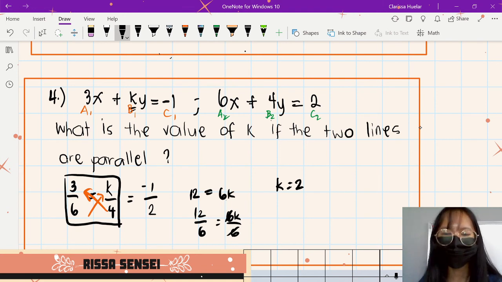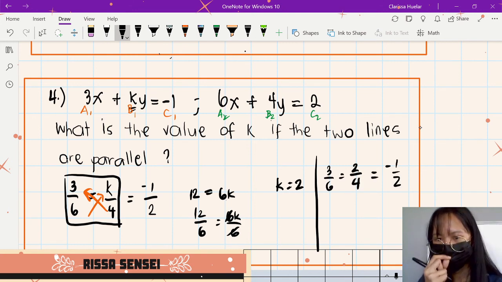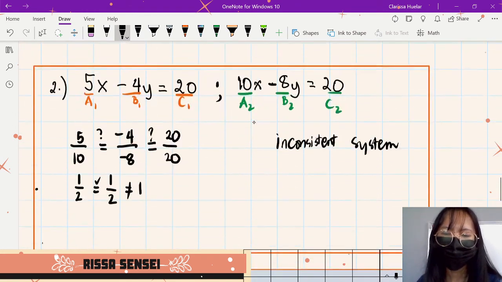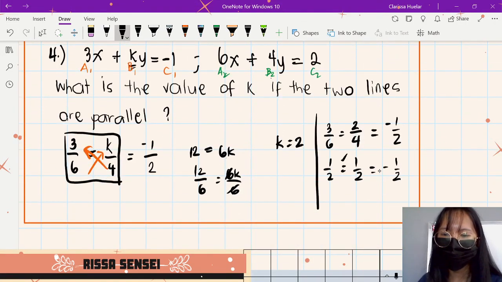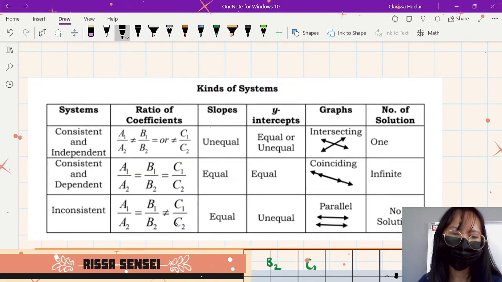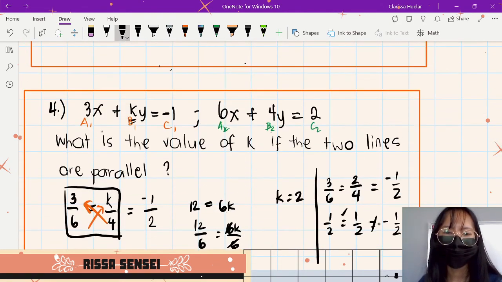Kasi kung titignan natin, verify natin na 3 over 6, is it equal to 2 over 4? Tapos negative 1 over 2. Pag sinimplify natin to, this is 1/2. 2 over 4 is also 1/2. Therefore, they are equal. Tapos ito, sa kabila, hindi siya equal. Magiging parallel na ba yung lines? Balikan natin. Sabi dito, equal, not equal. So, kapag equal, then not equal, the system is inconsistent and the graph is parallel.